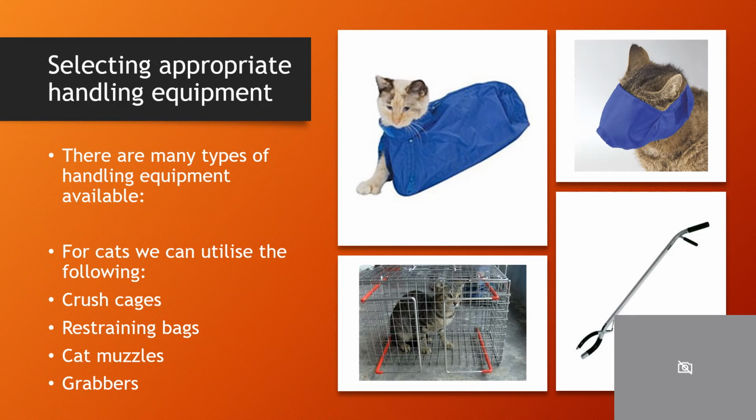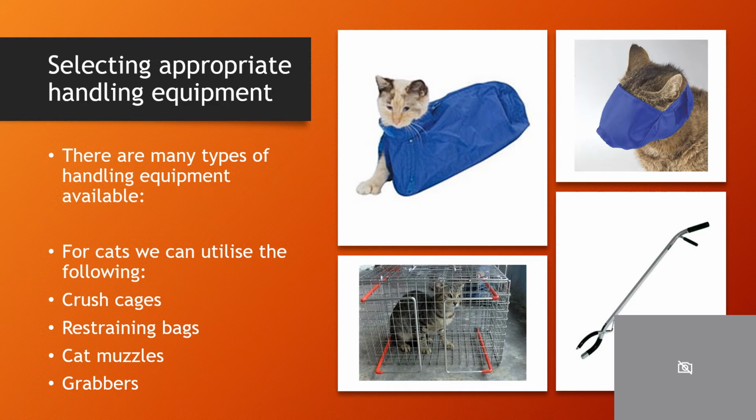You should make yourself familiar with the appropriate handling equipment. The images below show you some of the examples, and these are particularly relevant to our cat species. So we can utilise the following: crush cages, restraining bags, cat muzzles, grabbers. We can also use gauntlets.